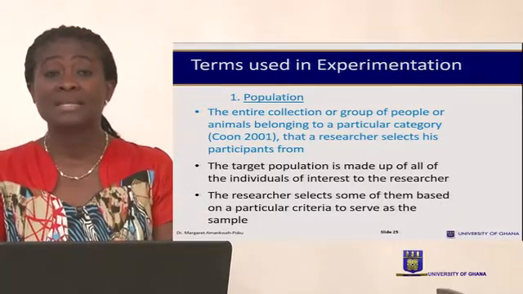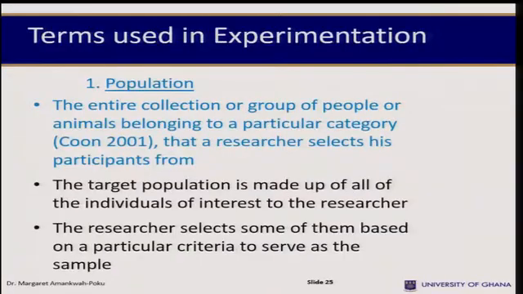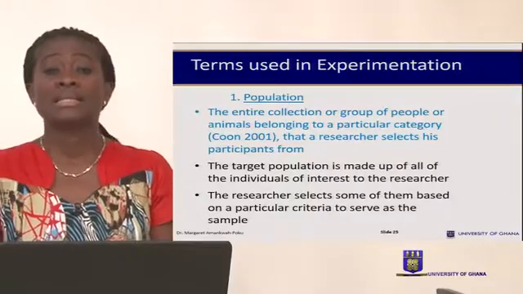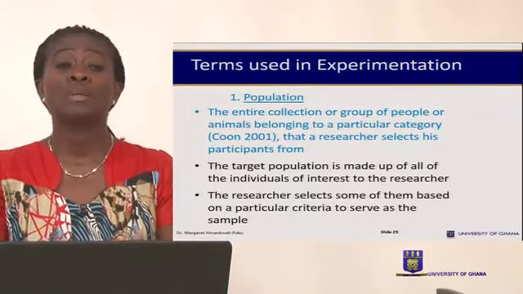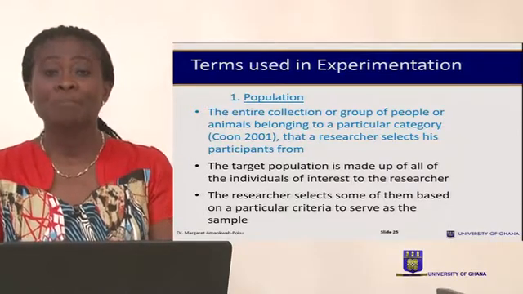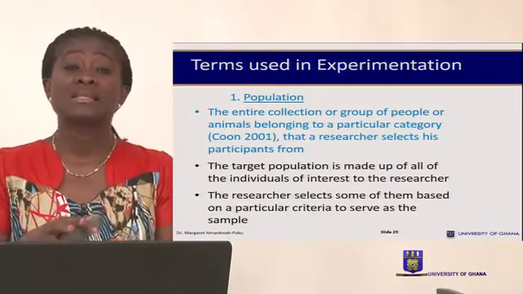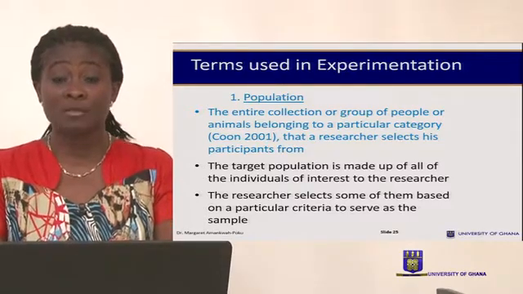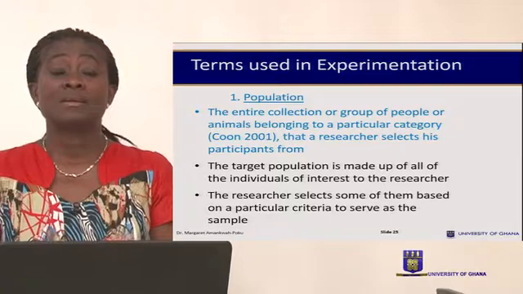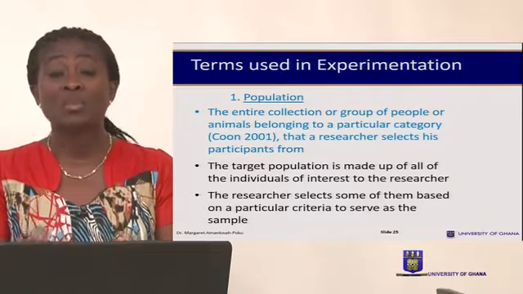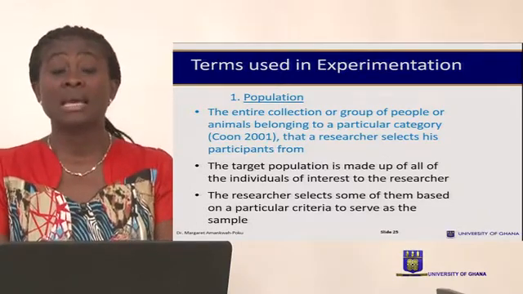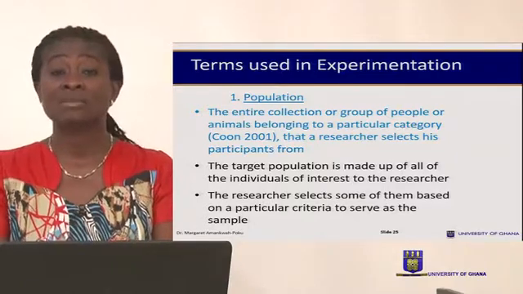But let me just briefly say that it's the entire collection or group of people or animals belonging to a particular category that the researcher is interested in investigating. So the target population is made up of all the individuals that you are likely or you'll be interested in testing as a researcher. And what the researcher does is that he or she selects some of the individuals from the population. So for example, if I want to test students of University of Ghana, obviously I can't test all 30,000 students. So my population will be University of Ghana students, and out of these University of Ghana students, I'll select some of them to test.